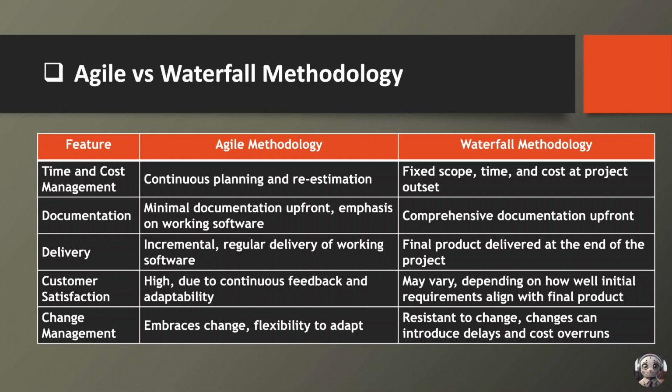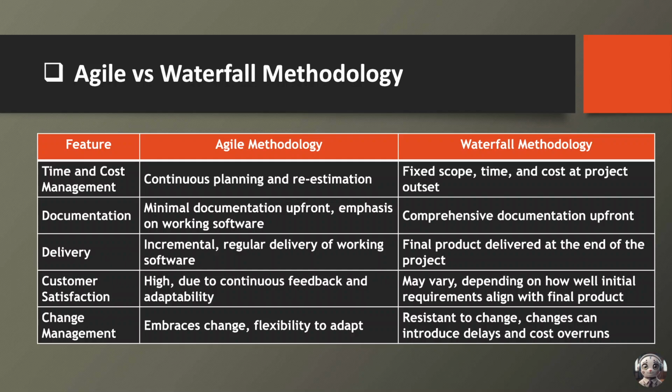Delivery methods also differ. Agile methodology emphasizes incremental and regular delivery of working software, enabling stakeholders to see tangible progress throughout the project. This frequent feedback loop enhances transparency and customer satisfaction. In contrast, Waterfall methodology delivers the final product at the end of the project, potentially delaying feedback and increasing the risk of misalignment with stakeholder expectations.